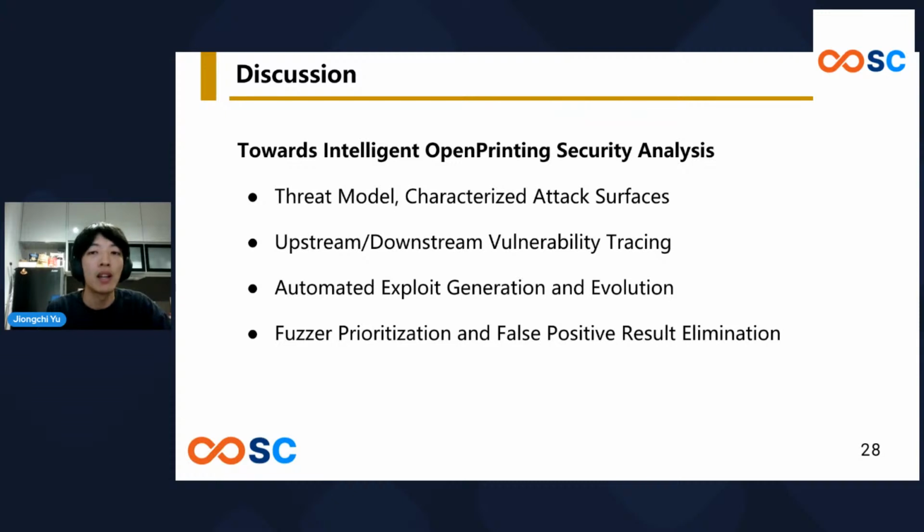countless computers. And also there are some directions like how to automatically trace the upstream or downstream vulnerabilities, because open printing projects like CUPS often serve as dependencies for other software, which means that once there's an issue, even simple issues in CUPS may have a security impact on downstream user-level applications. But we don't know about that as developers of CUPS.